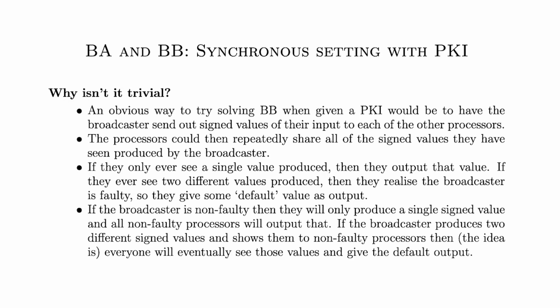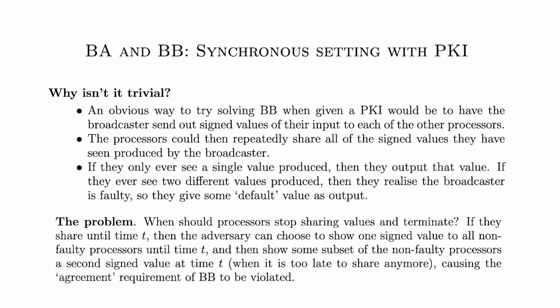Okay, so the idea is, if the broadcaster is non-faulty, then they'll only produce a single signed value, and all non-faulty processors will output that. That sounds good. On the other hand, if the broadcaster produces two different signed values and shows them to non-faulty processors, then the idea is everybody will eventually see those two values and they'll give the default output. In that case, we're fine as well. Okay, so that's the idea.